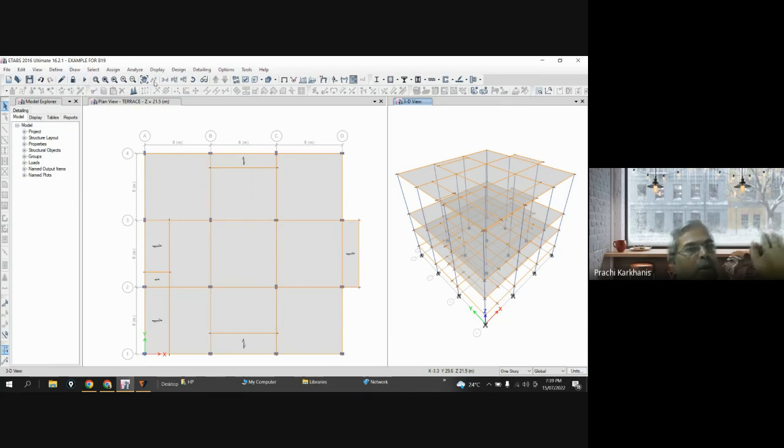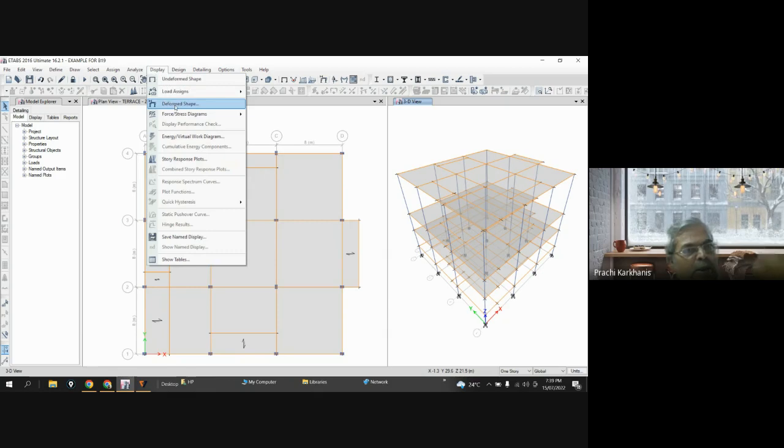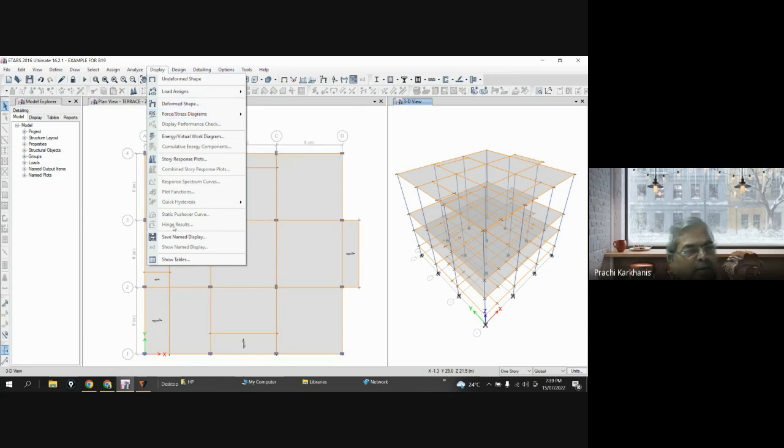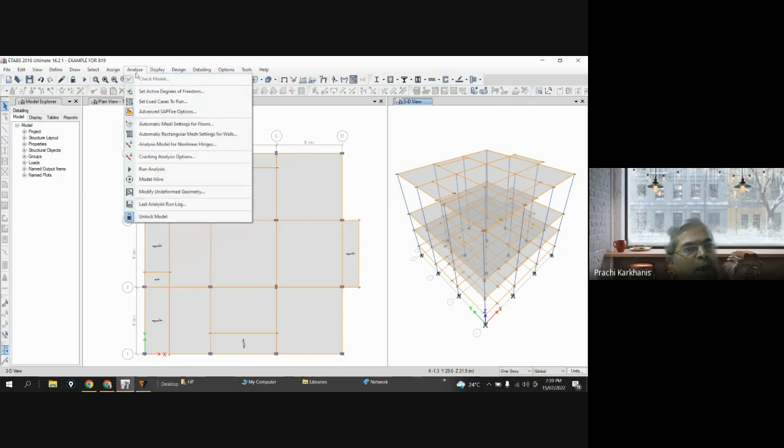Okay, now if I click on display, I can see the deformed shape, or I can see the post trace diagram, and in that I can see support, moment, pier, spandrel diagram, etc., which was not available before analysis. So only after analysis can I see all these things, not before analysis.